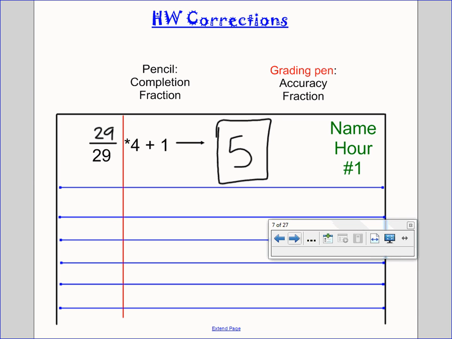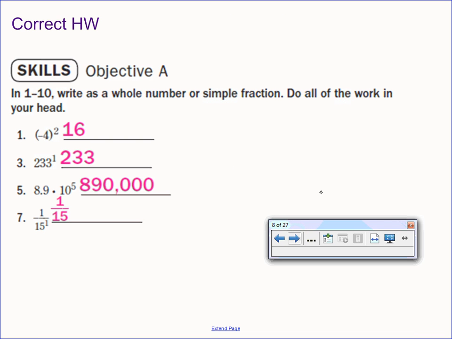What questions do you guys have on today's Infinite Campus score? Okay, pencils down, please, ladies and gentlemen. Let's go to our grading pens. And let's check our answers.